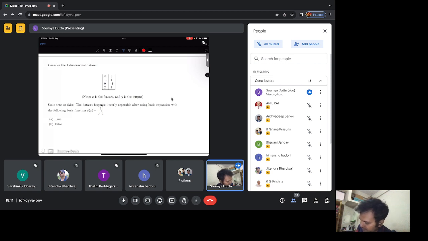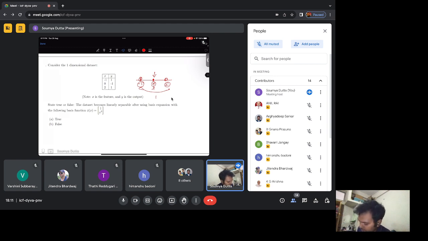Okay, so these are the initial data points. One data point is at 0, one data point is at 2, and the other data point is at -1. This and this are of class 1, and this is of class -1. So you have to separate this point and this point from this point, and that is obviously not possible by a linear classifier.